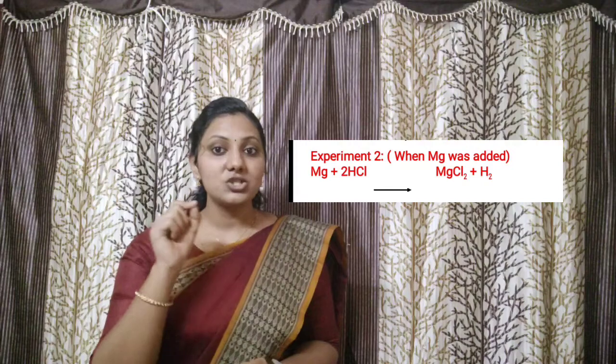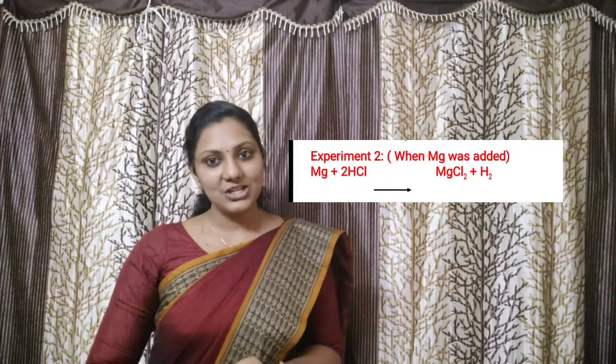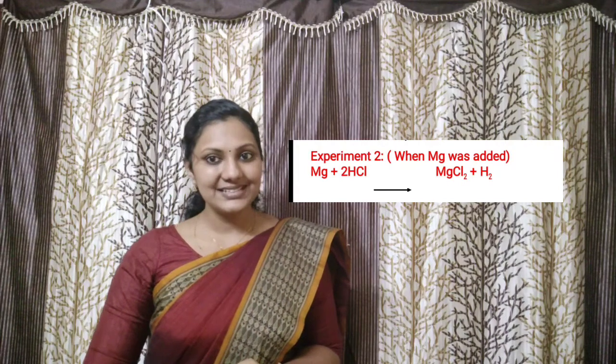So, is this a balanced equation? No, isn't it? So, how can we balance this equation? Yes, very good. By adding 2 in front of the HCl. So, what is the balanced equation? Yes, Mg plus 2HCl gives MgCl2 plus H2. Isn't it? Very good. So now students, let's move on to the next question.